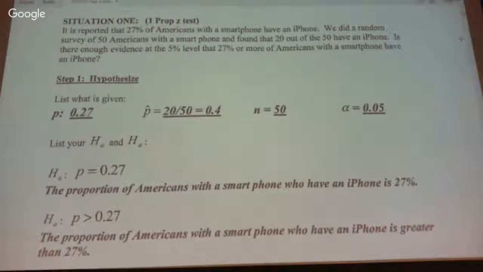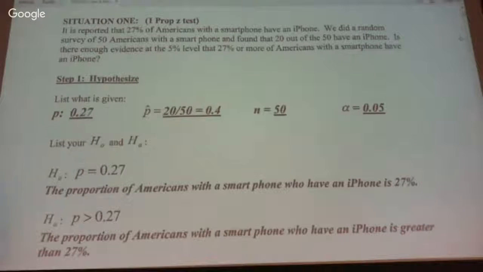1 or 2. So it's either 1 or 2. I know that just from reading the first sentence. Now I've got to find out, do I have one group or do I have two groups? So we keep reading. We did a random sample of 50 Americans with a smartphone and found that 20 out of the 50 have an iPhone. Is there enough evidence at the 5% level that 27% or more of Americans with a smartphone have an iPhone?